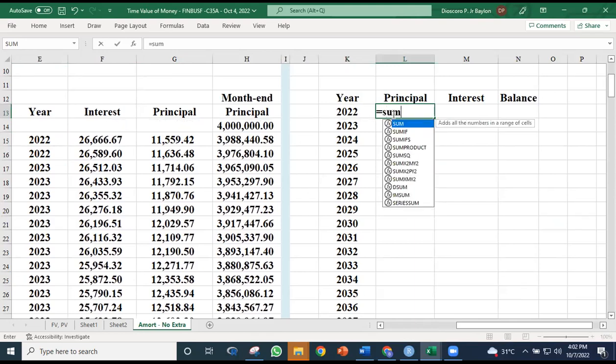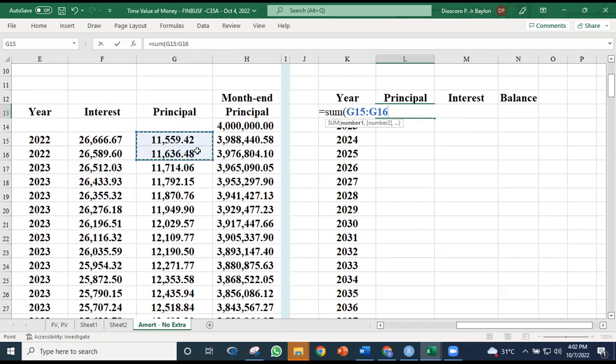Is equal to sum nitong dalawang to. So yan ang principal payments natin for 2022.